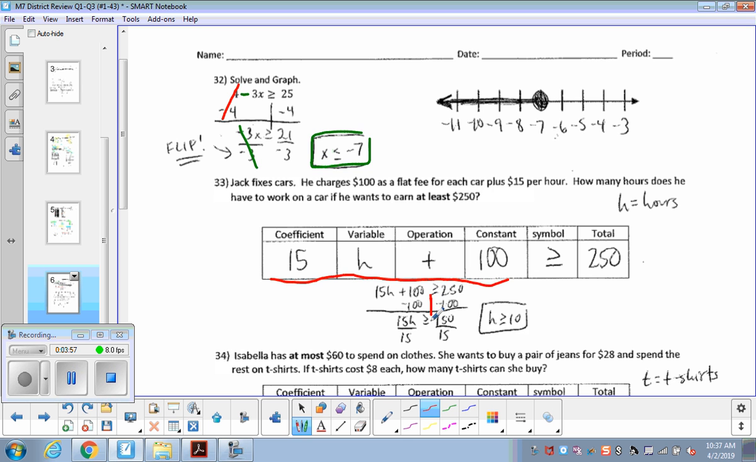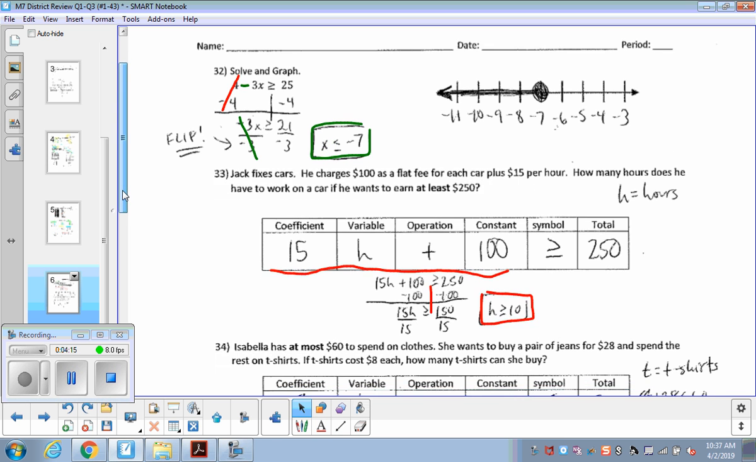So now we're just going to drop the line and solve. We're going to subtract the 100 on both sides and see that 15 goes into 150 10 times. So Jack needs to work at least 10 hours. At least 10 hours. If he works 10 hours or more, he'll make enough money.